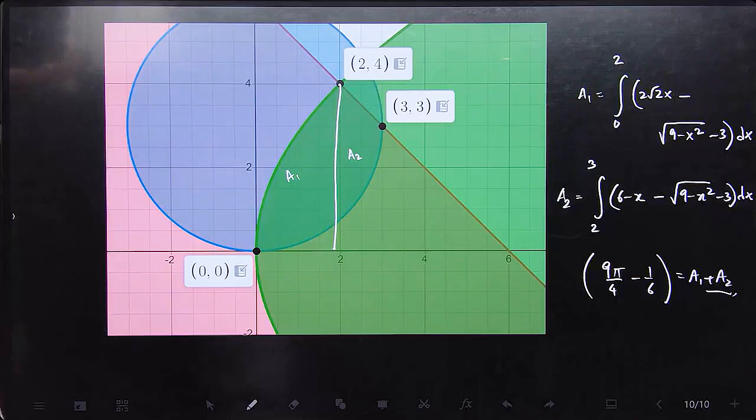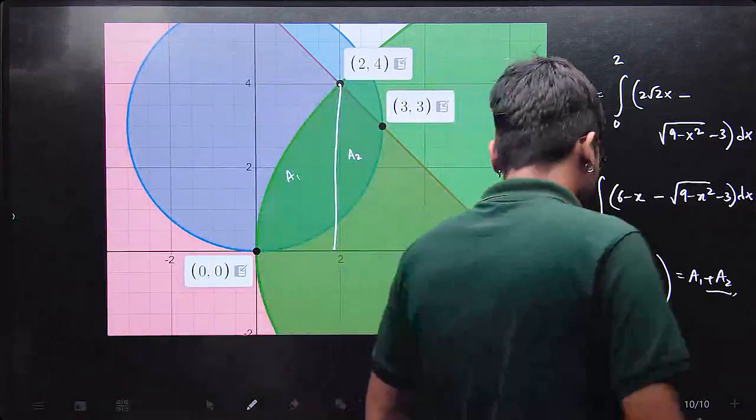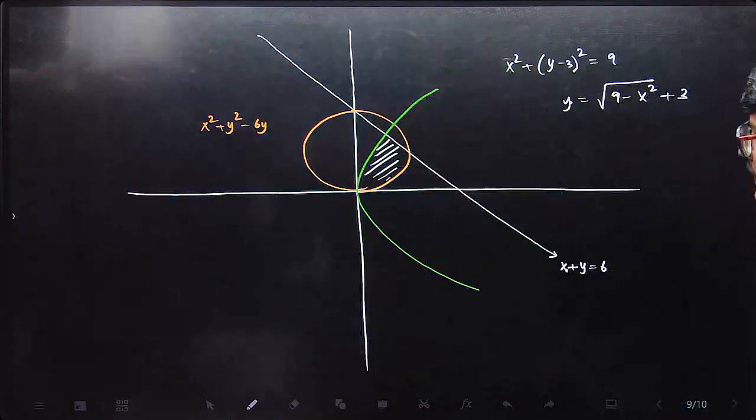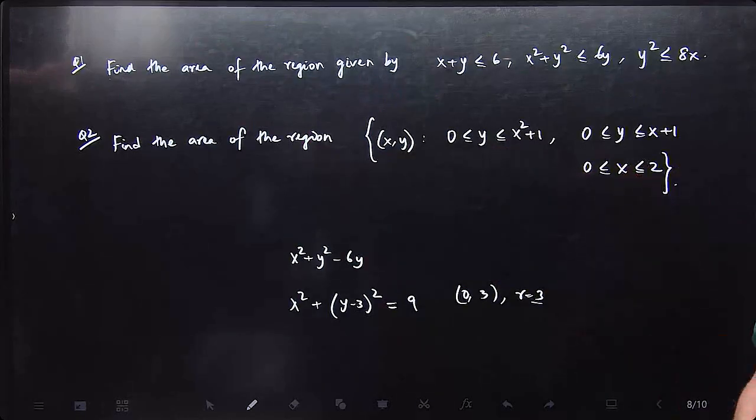Okay. Any questions, anyone? Fine. Try this one. Similar idea, so you should be able to do this quickly now. Find the area of this region.